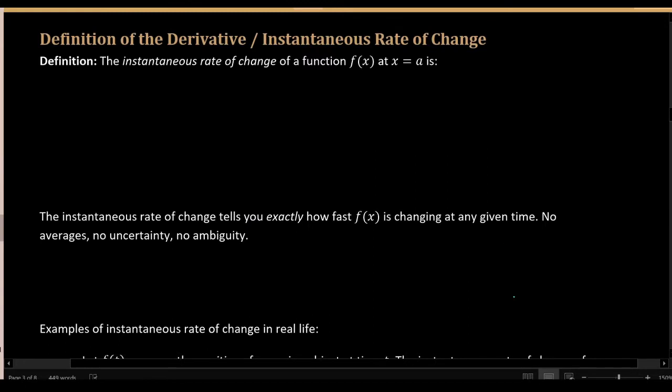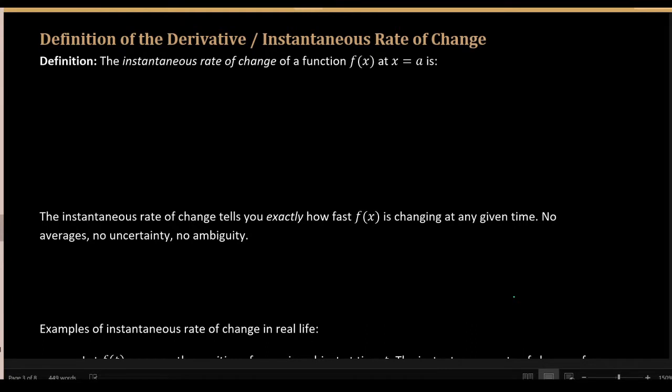This is the idea that we will be devoting our time to in this class. This idea of taking an average rate of change and applying a limit to that average rate of change so that it becomes a measure of what's called the instantaneous rate of change. How fast is the function's value changing at one single instant?